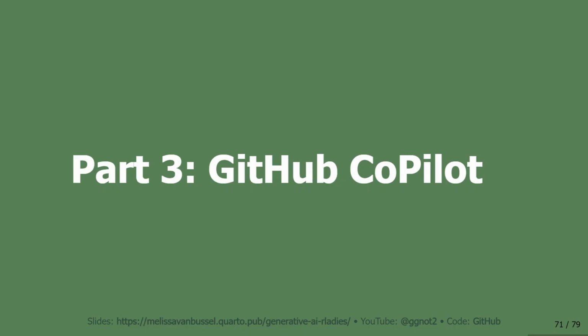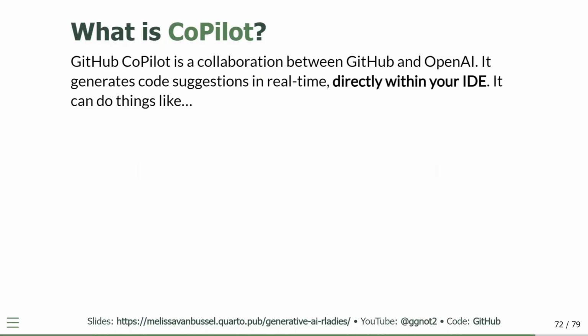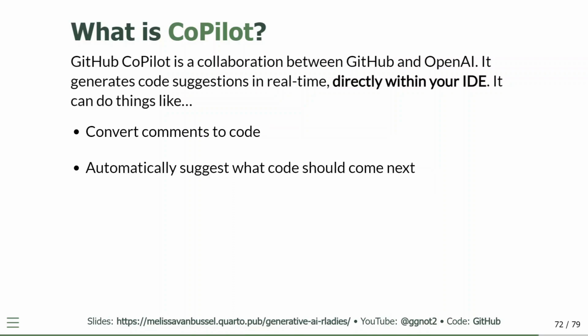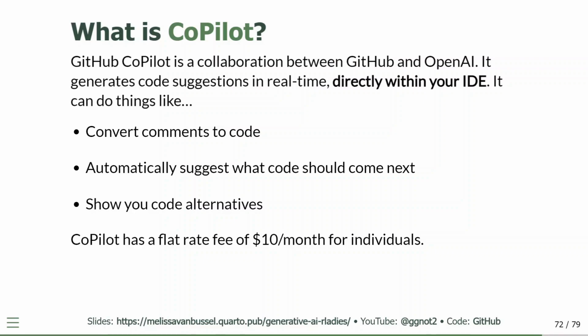And for the third part of this workshop, we're going to very briefly touch on GitHub Copilot, which is a collaboration between GitHub and OpenAI. It generates code suggestions in real time directly within your IDE. It can do things like converting your comments into code, automatically suggesting what code should come next, and showing you code alternatives. The pricing model for Copilot does differ quite a bit from ChatGPT. Copilot has a flat rate fee of $10 a month for individuals. The nice thing about the flat rate fee is that you don't have to think about how much it costs. You pay that fee up front, and then you don't have to be stressed about whether or not you're going to be spending too much.